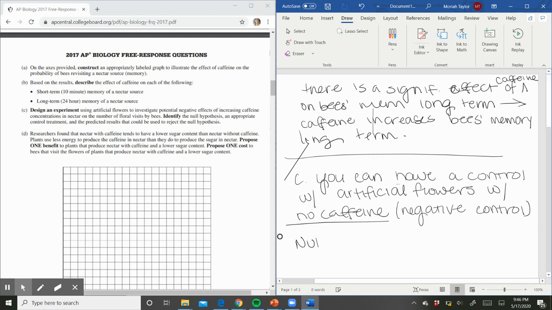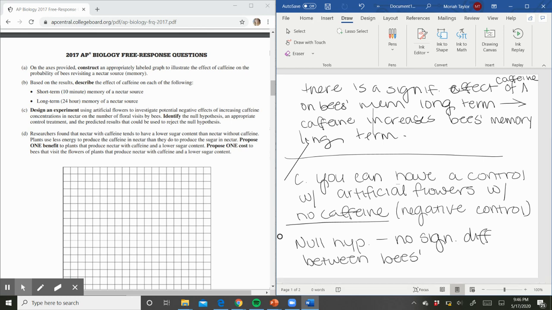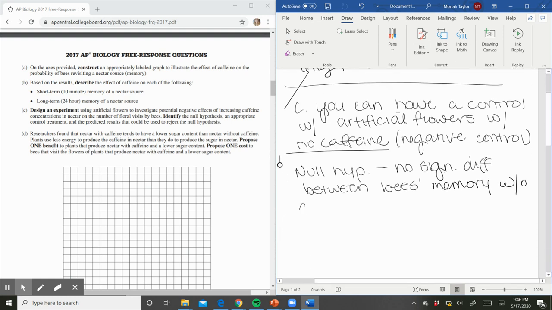your null hypothesis always is going to be that there's going to be no effect or no difference. So no significant difference between the bees' memory without the caffeine and with the caffeine. So no significant difference. That would be our null hypothesis.